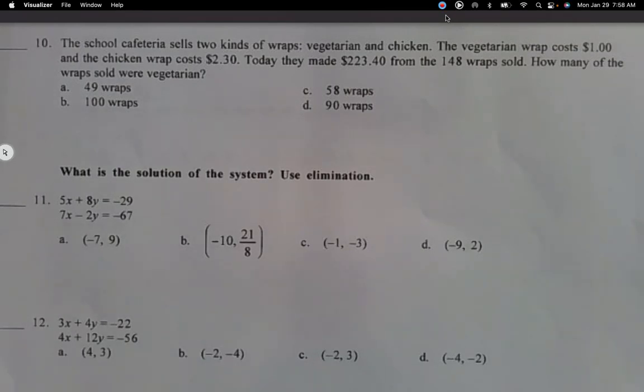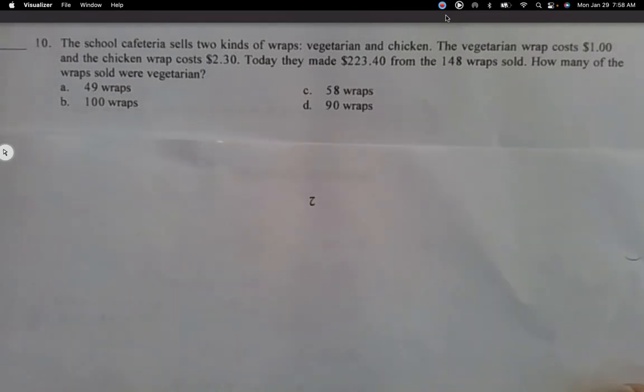Okay, number 10. It says there are two kinds of wraps: vegetarian and chicken. Now let's see how many wraps there are total. Read through the problem. Don't look at any of the money yet.